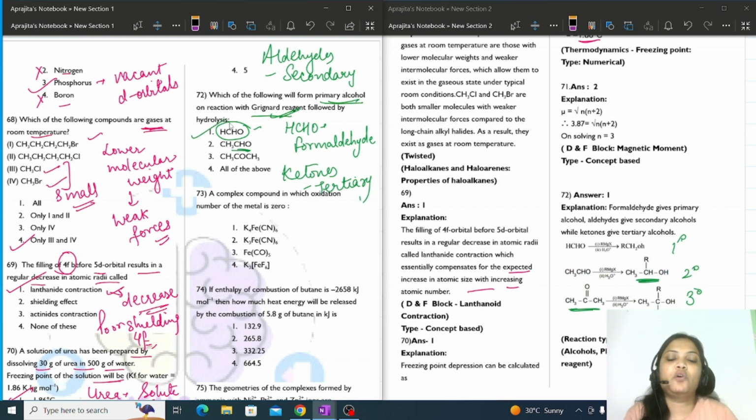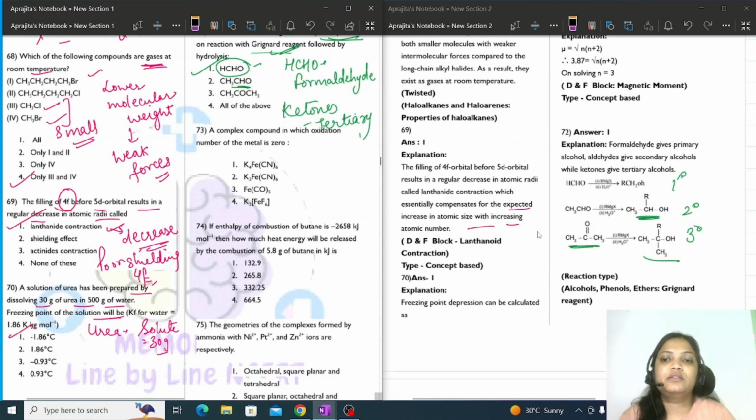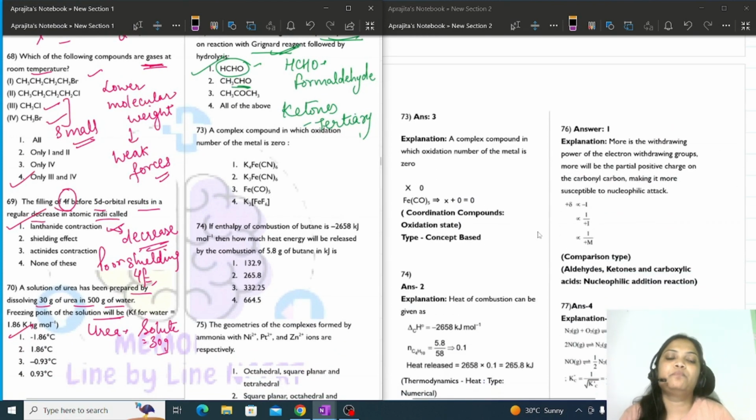So the answer is option number 1, which is formaldehyde. Next is question number 73, a complex compound in which oxidation number of metal is 0. So we need to find the oxidation number of the metal here. So if we look at K4[Fe(CN)6], we can do it.